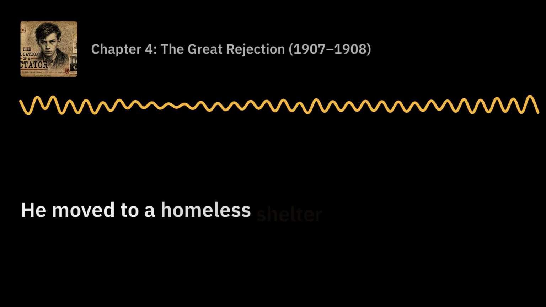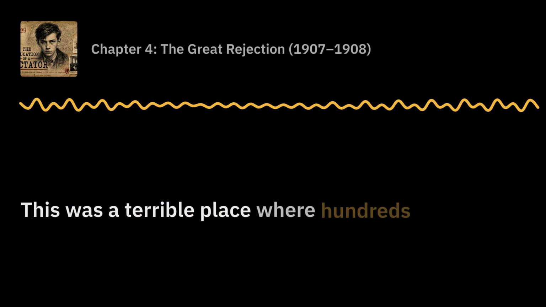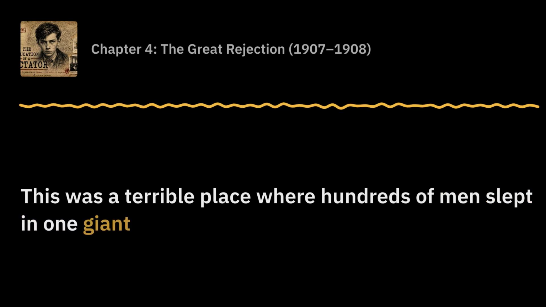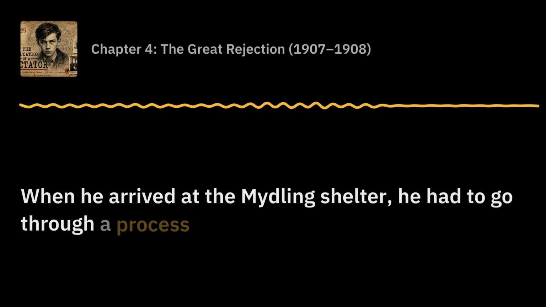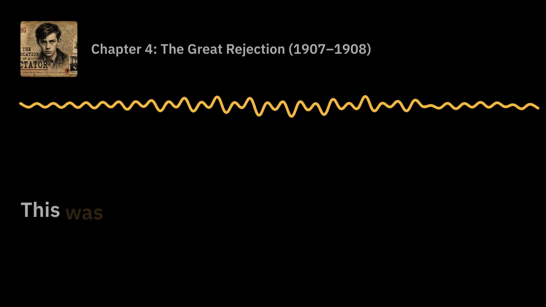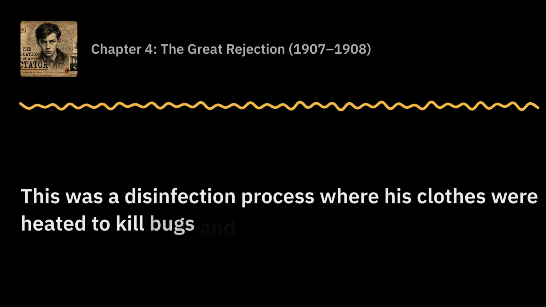He moved to a homeless shelter in the district of Meidling. This was a terrible place where hundreds of men slept in one giant room. When he arrived at the Meidling shelter, he had to go through a process called burning out. This was a disinfection process where his clothes were heated to kill bugs and lice.